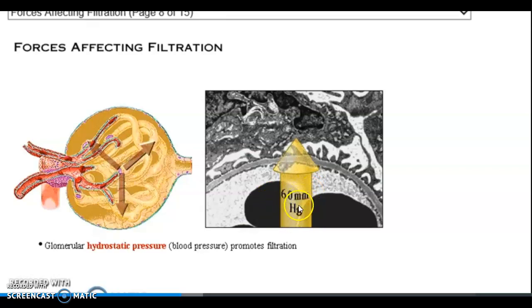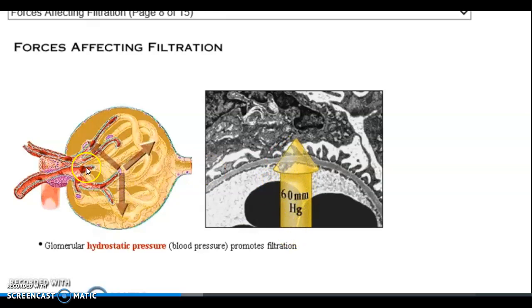Now, if that hydrostatic pressure was 60 millimeters of mercury on a normal capillary, it would literally burst the capillary open. That'd be way too much pressure. But because we have this structure with the podocytes on the outside and the basement membrane and endothelial cells, we can handle this pressure.